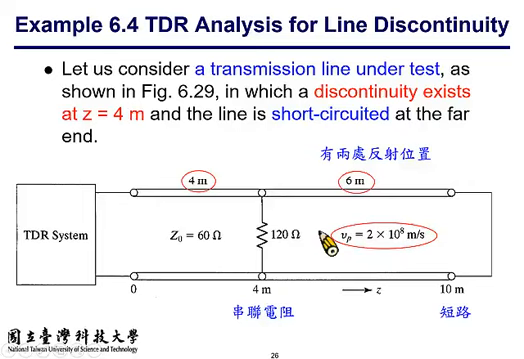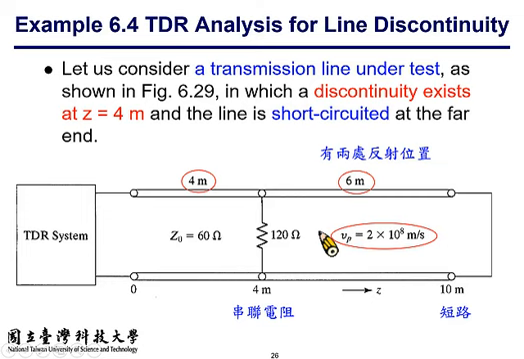Okay, let's continue our discussion about example 6.4, the time domain reflectometry analysis for line discontinuity. As the name suggests, this example is used to demonstrate the effect of time domain reflectometry to diagnose unexpected discontinuities that take place on the transmission line.